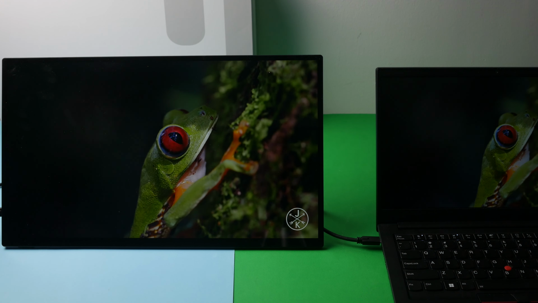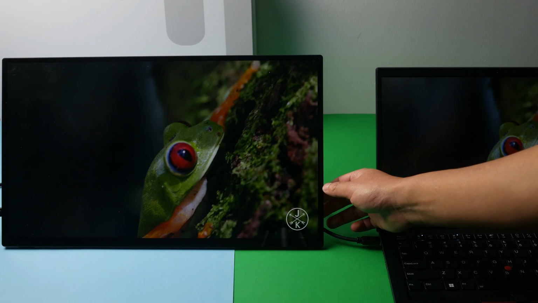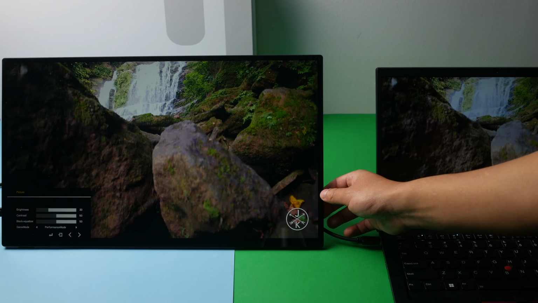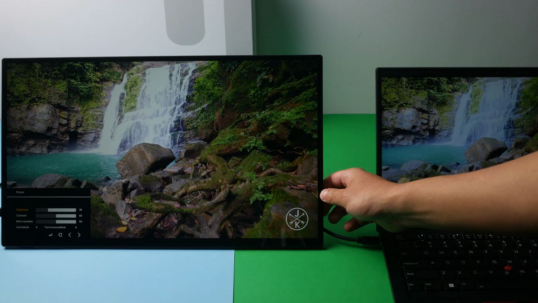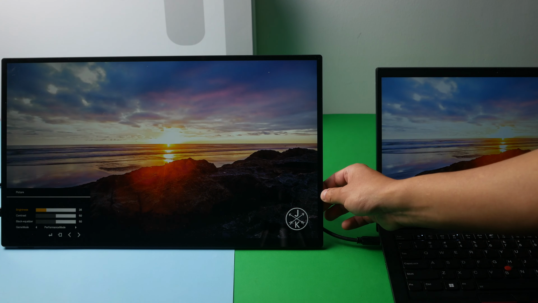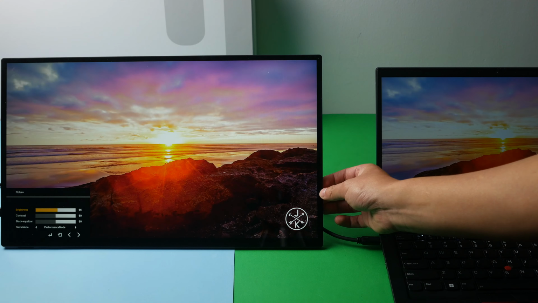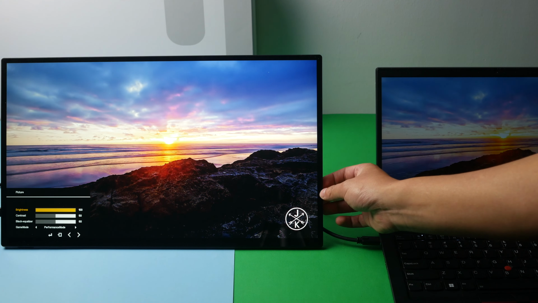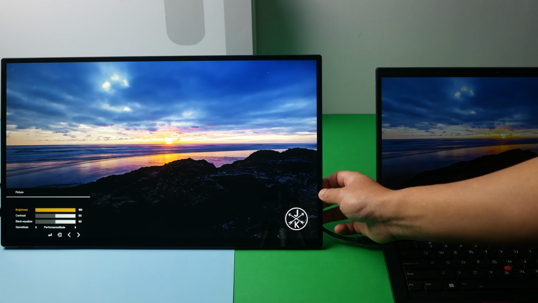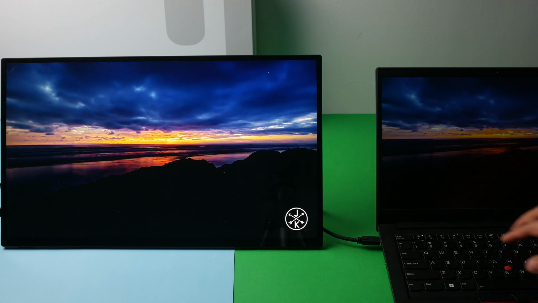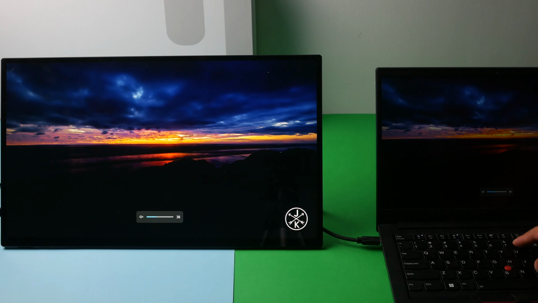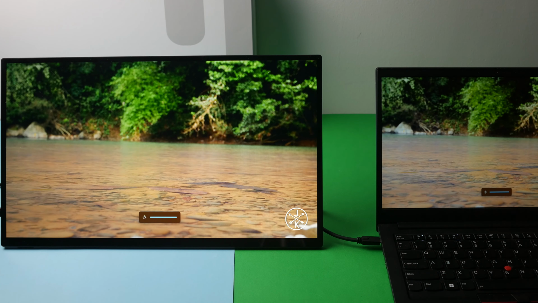So now I'm going to go back and try to see if I can turn the brightness up. Brightness is currently at 30, right? So let's turn that all the way up to 100. There we go. So let's turn this one up. Oh, sorry. We'll turn this one up as well.